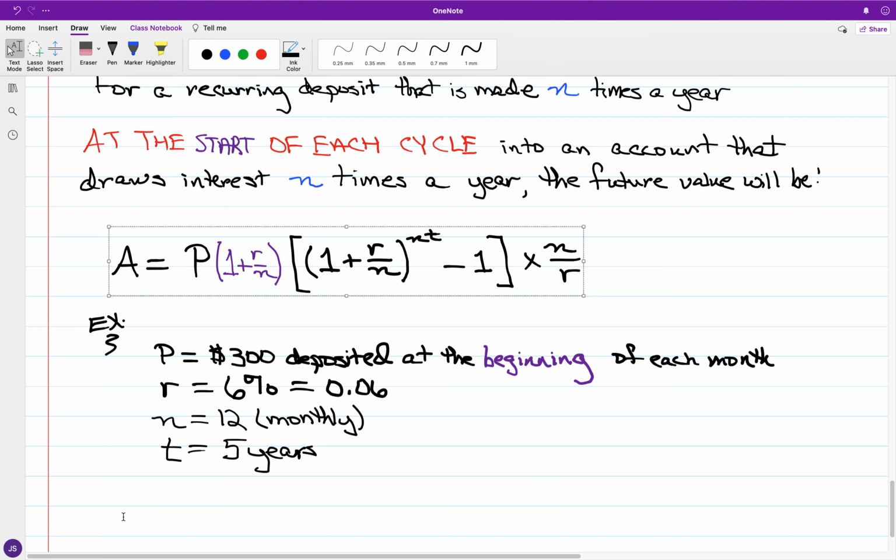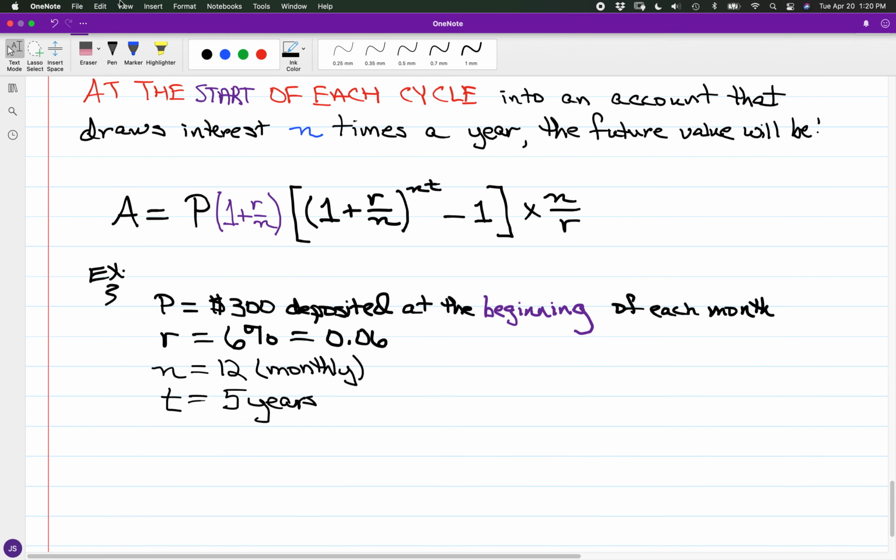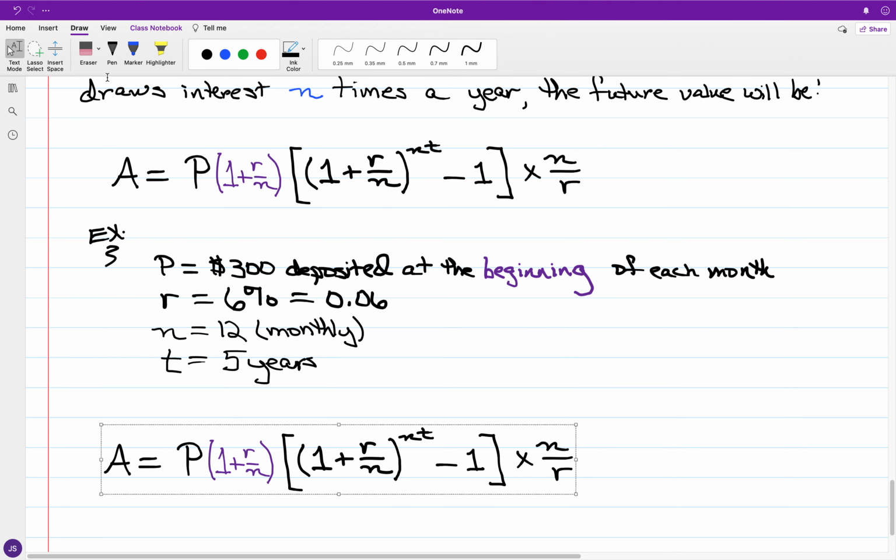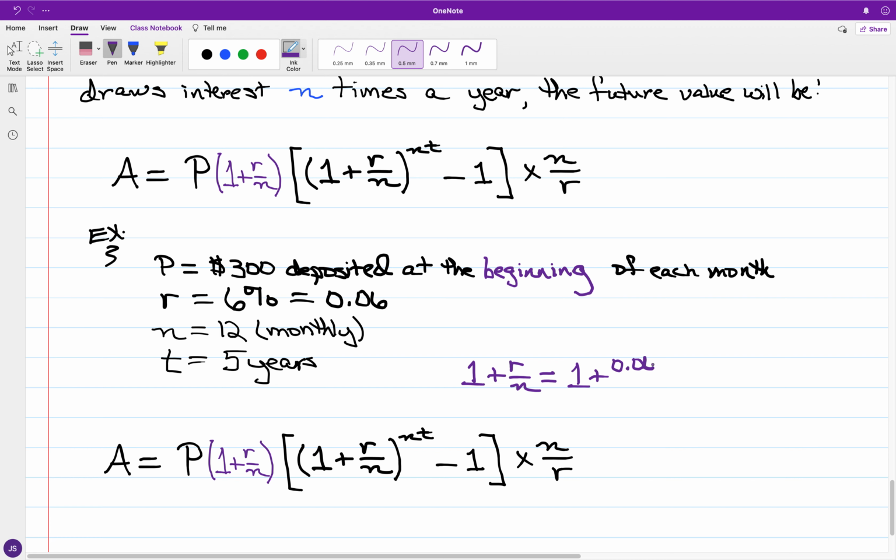So again, I have this formula. And what's going to happen here is that for the 1 plus R over N, we have 1 plus 0.06 over 12. And this will come out to 1.005.